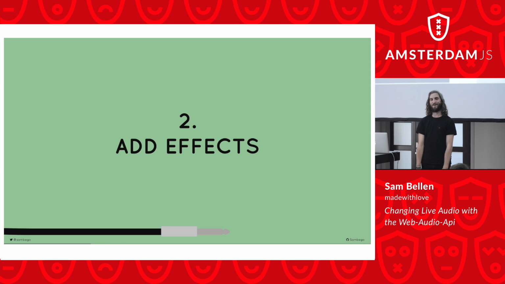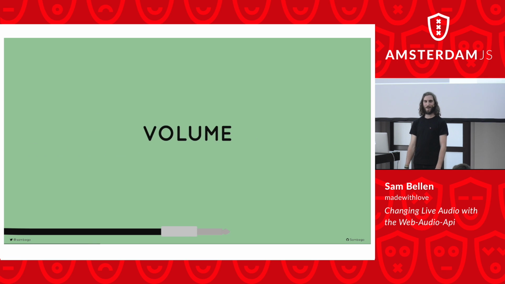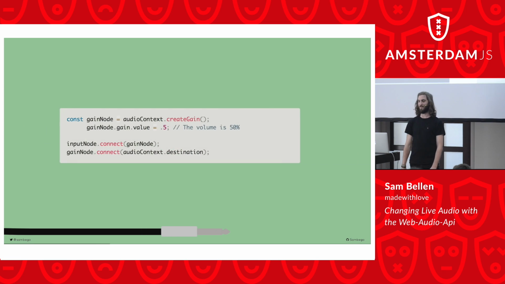Then, the most important part: add effects, because that was the main goal of my experiments. I started with the simplest one, a volume pedal, because sometimes you just want to change the volume of your guitar. This can be done using the gain node. The gain node lets you alter the gain of your signal, going from 0 to 1, or from 0% to 100%, and everything in between.